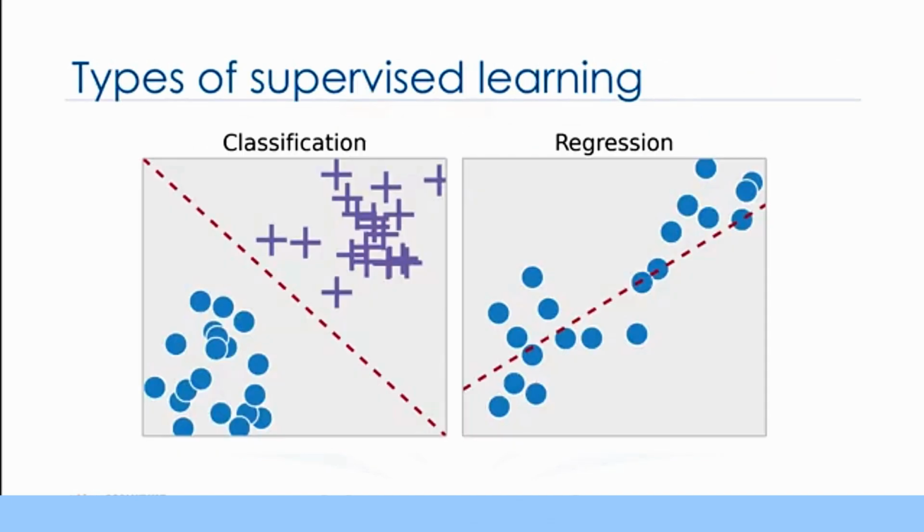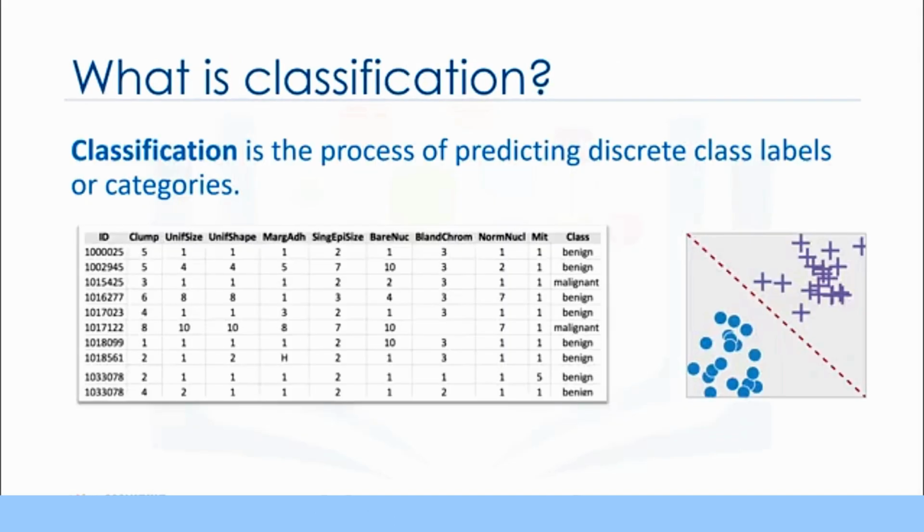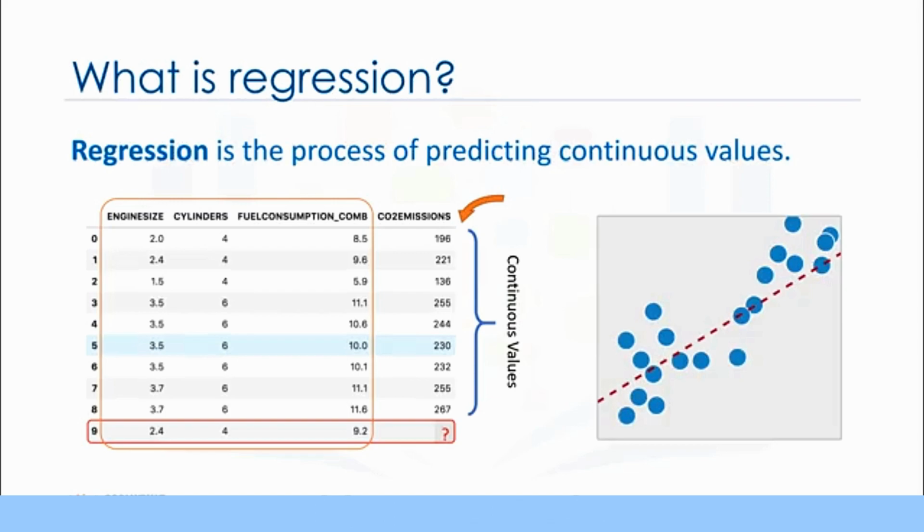There are two types of supervised learning techniques. They are classification and regression. Classification is the process of predicting a discrete class label or category. Regression is the process of predicting a continuous value as opposed to predicting a categorical value in classification. Look at this dataset. It is related to CO2 emissions of different cars. It includes engine size, cylinders, fuel consumption, and CO2 emission of various models of automobiles. Given this dataset, you can use regression to predict the CO2 emission of a new car by using other fields such as engine size or number of cylinders.